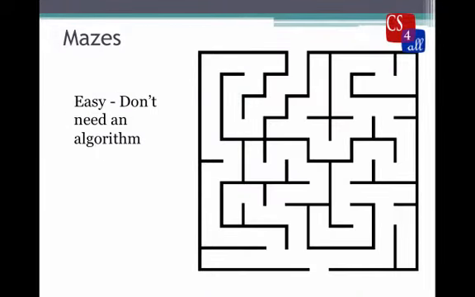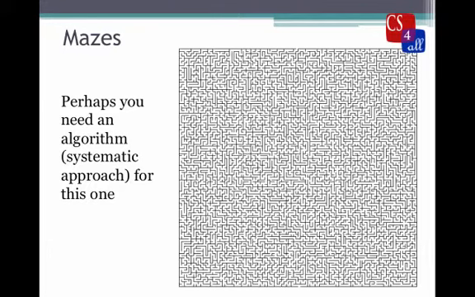Let's look at mazes. Here's a really simple maze. You don't actually need an algorithm to solve this maze. You'd start here, and wend your way around like this and come out over here. No algorithm required. On the other hand, perhaps you might need an algorithm for this one.